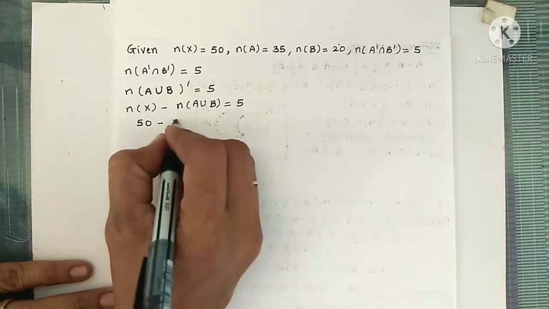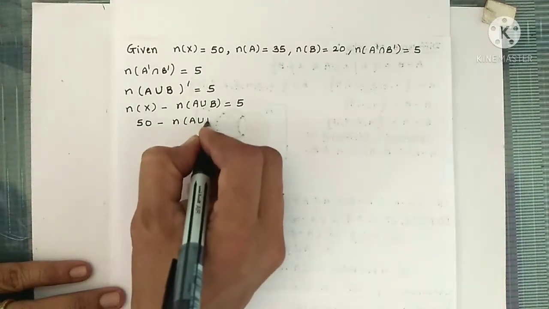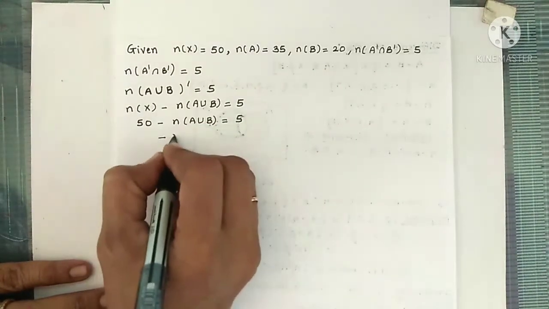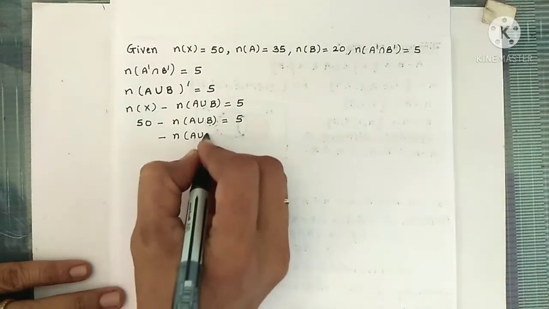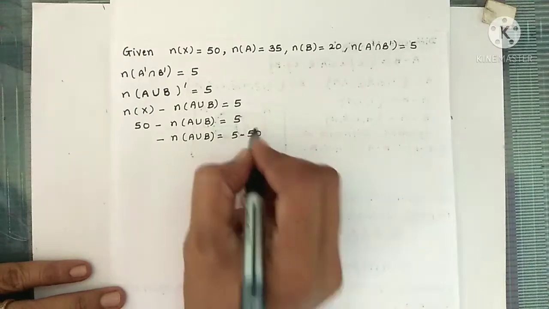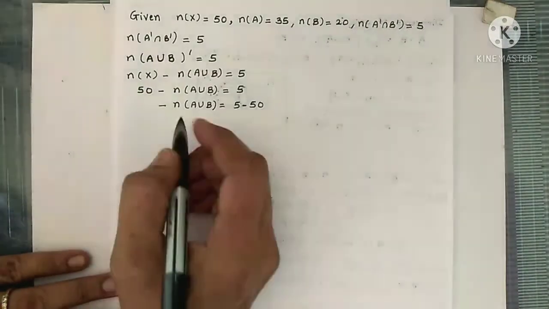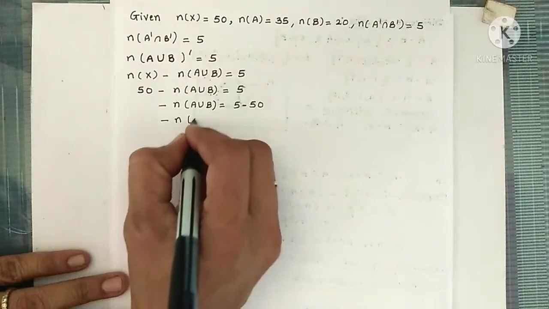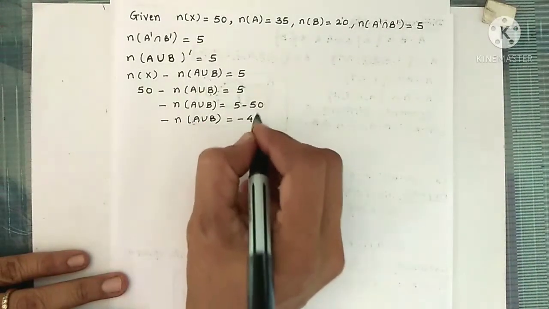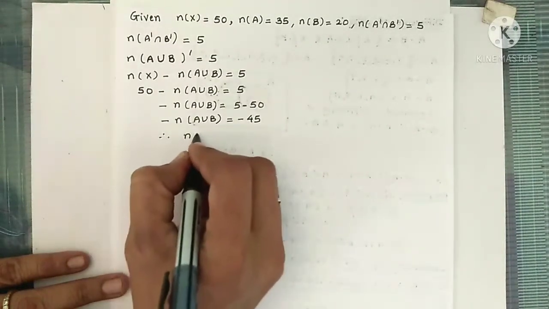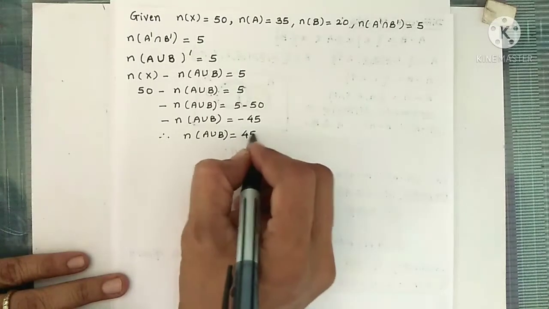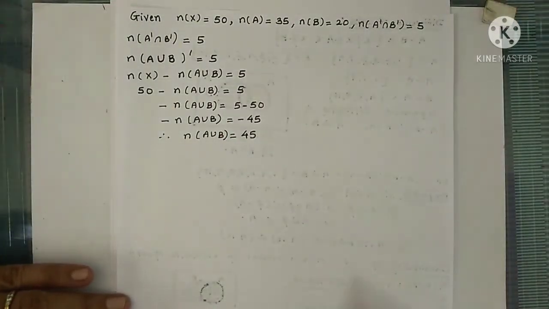So 50 minus n(A union B) equals 5. So minus n(A union B) equals 5 minus 50. So it is minus 45. So minus n(A union B) equals minus 45. Therefore, we have the first value: n(A union B) equals 45.